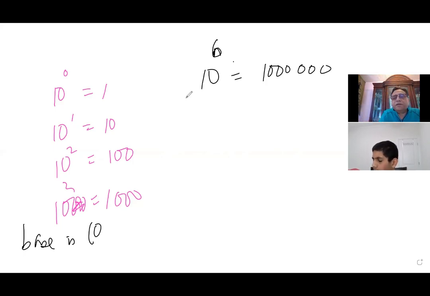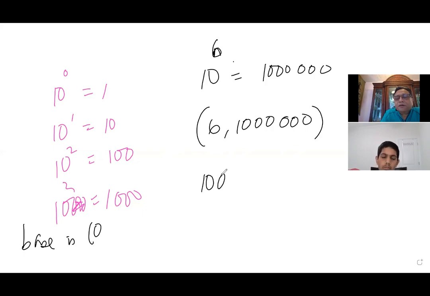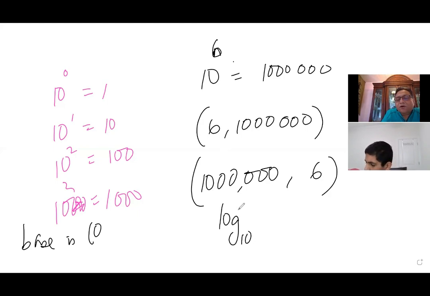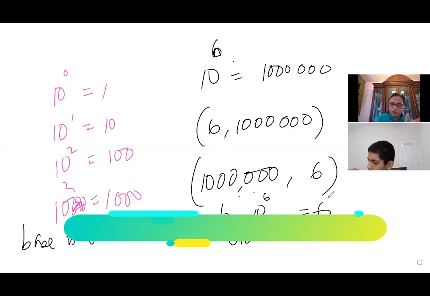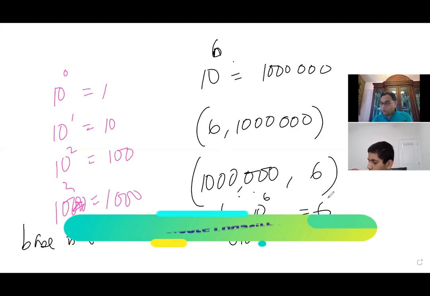Now the inverse function. This is x, right? If it is 6, then our answer in the exponential function is 1 million. In the logarithmic function, 1 million becomes the x value, and 6 becomes the y value. So we are saying log to the base 10 of 1 million, which is 10 to the power of 6, is equal to 6. Do you see this part? Log to the base 10 of 10 to the power 6 is 6. Just the exponent, right?